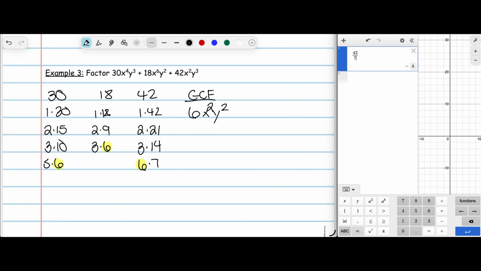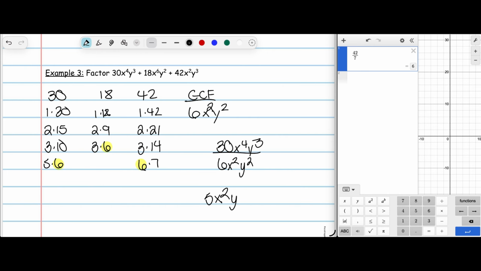Now I'm going to take that GCF and divide everything by that. So the first one will be 30x to the fourth y cubed divided by 6x squared y squared. That one will give me 30 divided by 6, which is 5. Then x to the fourth minus x to the second will give me x squared again. 3 minus 2 will give me y.